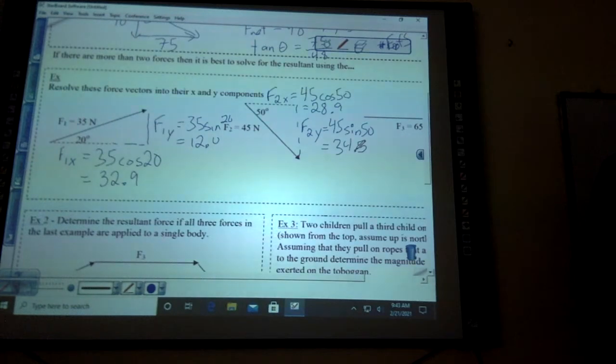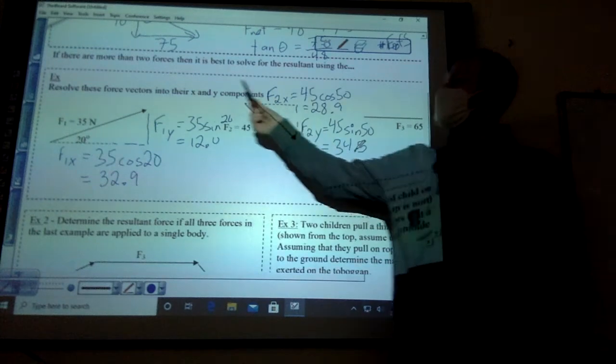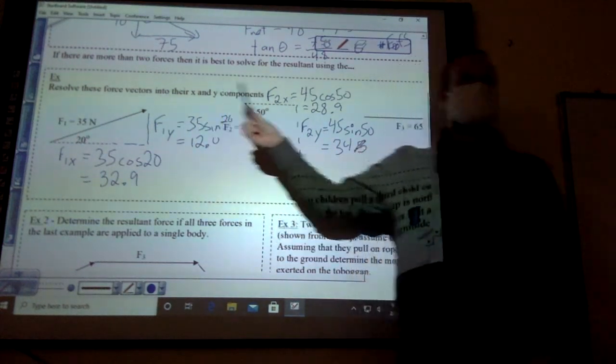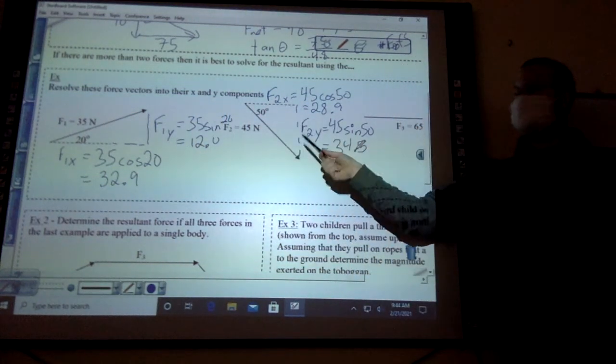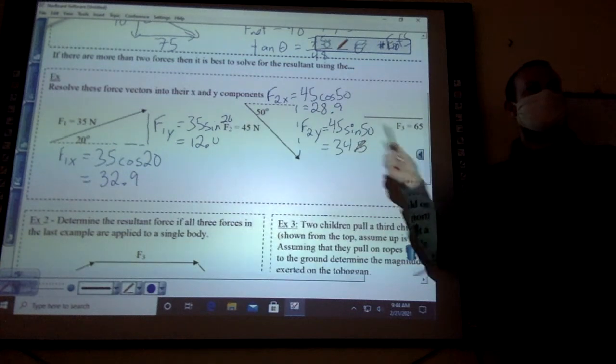No, because we've got 3 forces, and trig only works if you've got triangles. This one you're going to have 4. So unless you want to do the trig, solve the resultant for these two, then use trig again with that resultant with the third one.